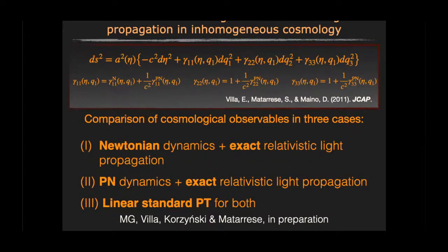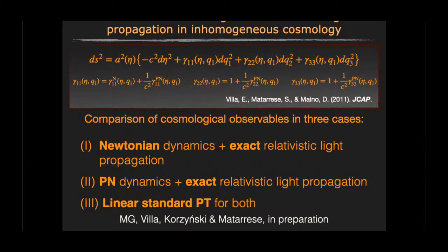So the core of the study, as I said before, is to compare cosmological observables like the redshift, the distances, and the drift effects calculated at different approximations. In particular, we will consider the following three cases. The first case is when we take just the Newtonian part of the plane parallel metric, and we calculate cosmological observables exactly using the BiGONLight package.